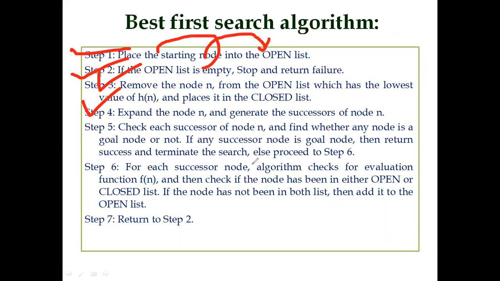Otherwise, if none of the successors is a goal node, you proceed to step 6. You are going to execute step 6. Step 6. For each successor node, the algorithm checks the evaluation function fn and then checks if the node has been in either the open or closed list. If the node has not been in both lists, then you need to add it to the open list.